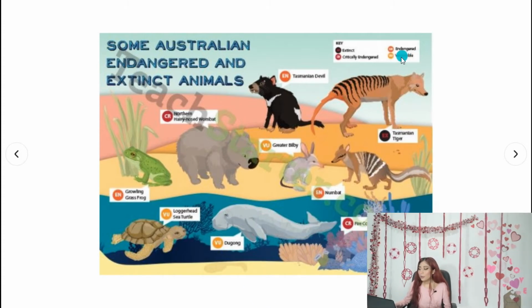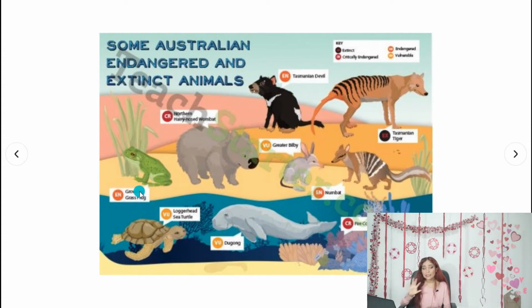And endangered, what about the endangered? There we have the Tasmanian devil, as you have in the book, remember this? And also we have the growling grass frog. Okay, it's pretty sad. And for the vulnerable animals, we have the greater bilby. Also, we have this one that is super cute. Have you seen this? And then we have the loggerhead sea turtle.